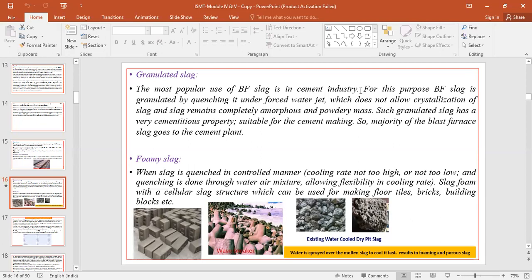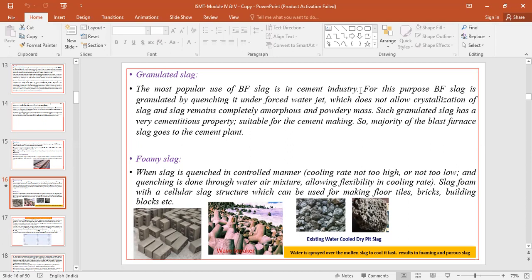And foamy slag: when slag is quenched in a controlled manner, that is, the cooling rate not too high or too low, the quenching is done through a water or air mixture, allowing flexibility in cooling rate, and the slag foams with a cellular structure, which can be used for making floor tiles or bricks or building blocks and all.